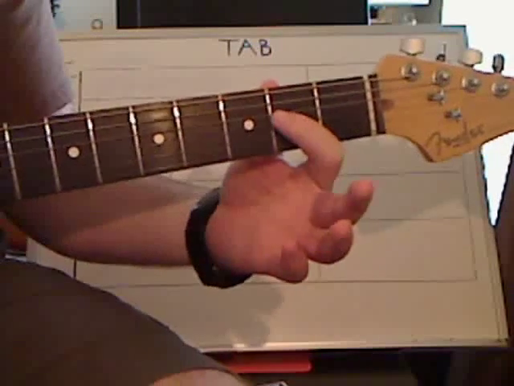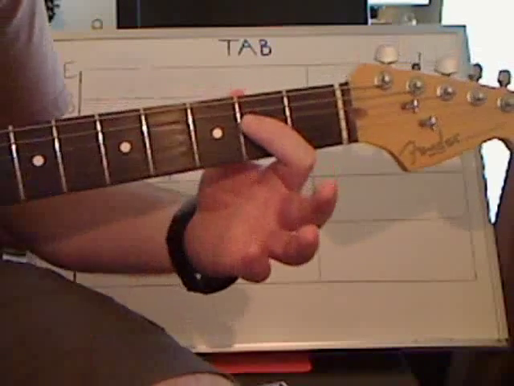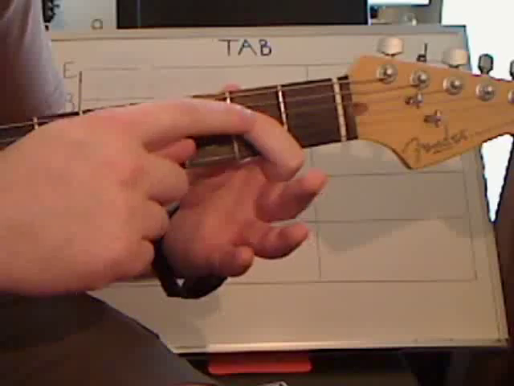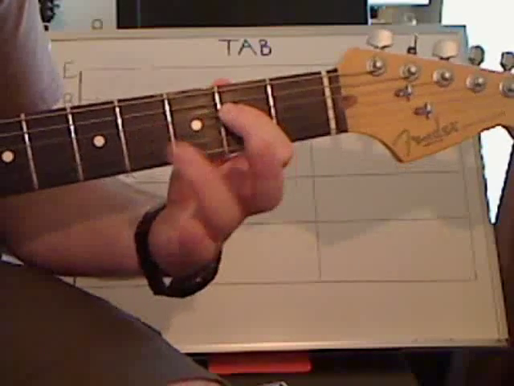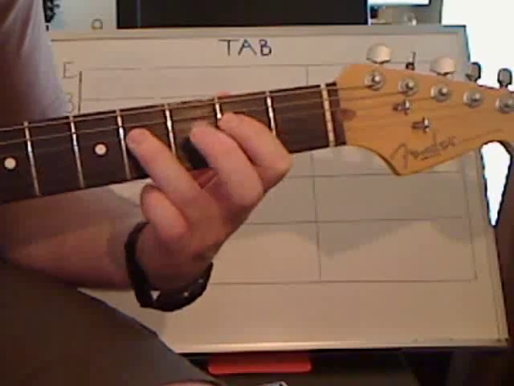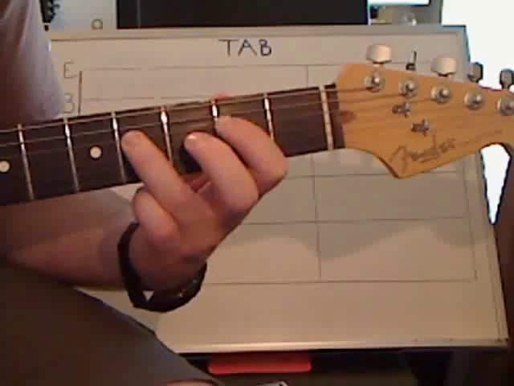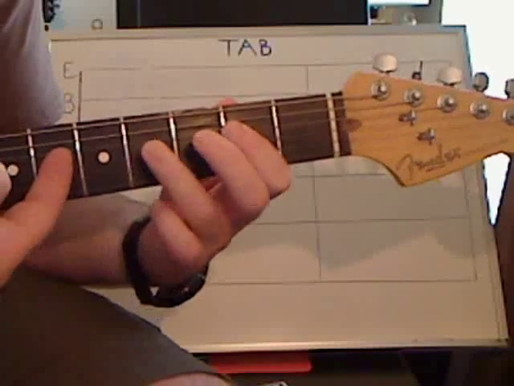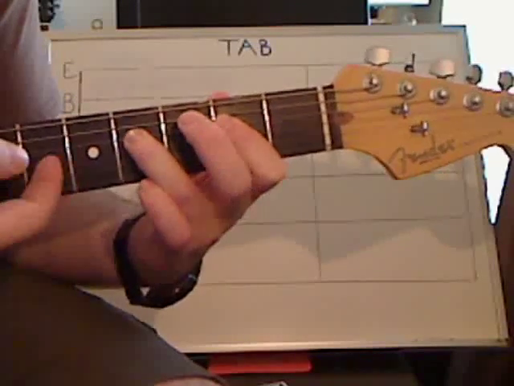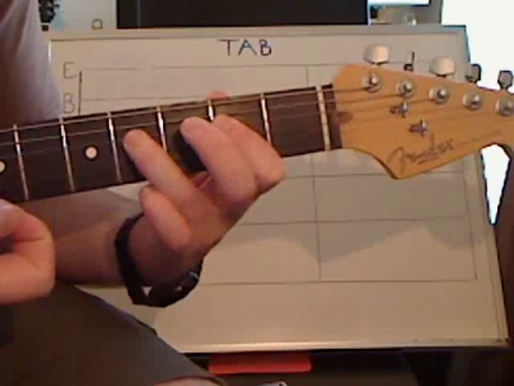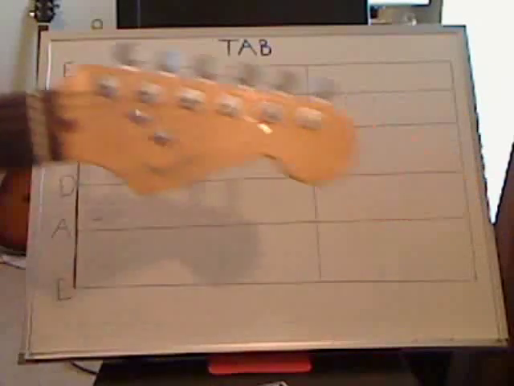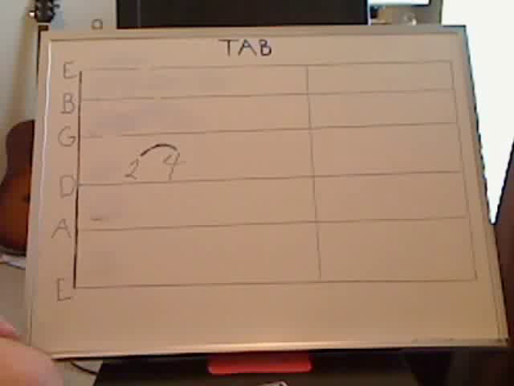So what that is, I have one of my fingers, usually your 1st finger, on the 2nd fret of the D string. I'm going to pluck that note, and then without re-plucking the string, I'm just going to hammer this finger down hard enough to where the next note comes out. Like that. Okay? So that's how that works. That's just called a hammer-on.